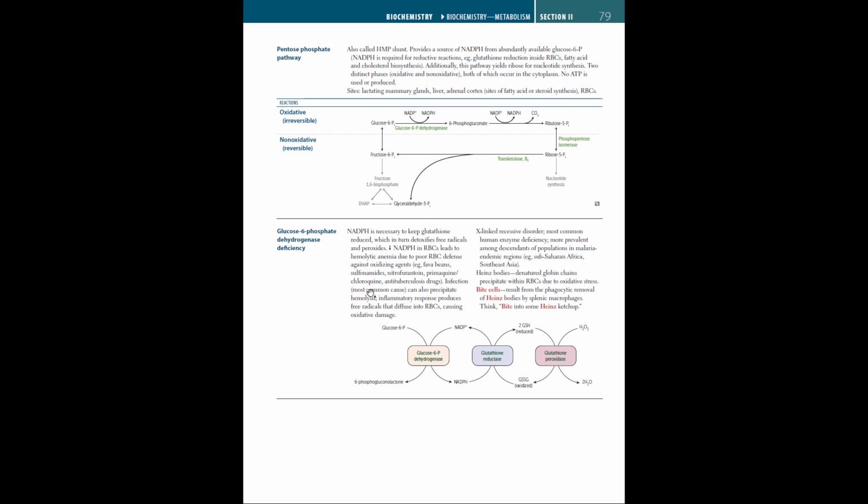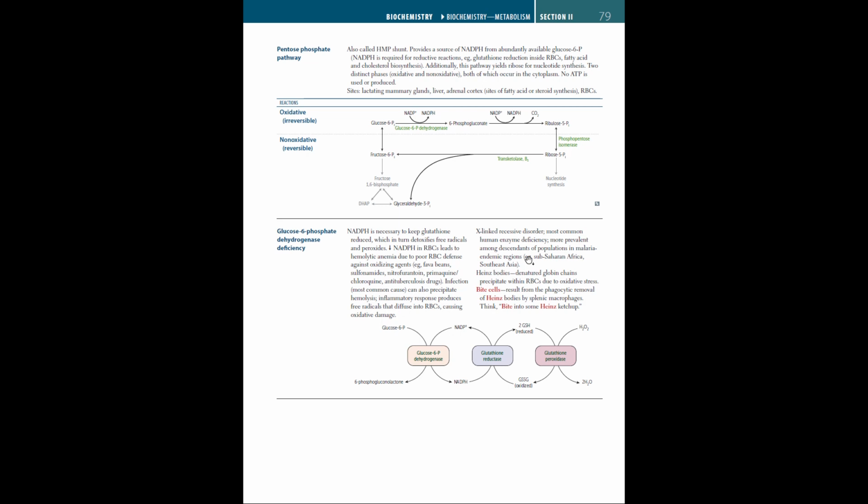primaquine, chloroquine, anti-tuberculosis drugs. Infection is the most common cause and can also precipitate hemolysis, as the inflammatory response produces free radicals that diffuse into RBCs, causing oxidative damage. That's why we always need high levels of NADPH to defend the RBCs against oxidizing agents. Now, G6PD deficiency is an X-linked recessive disorder and is the most common human enzyme deficiency. It is more prevalent among descendants of populations in malaria endemic regions, so sub-Saharan Africa and Southeast Asia.